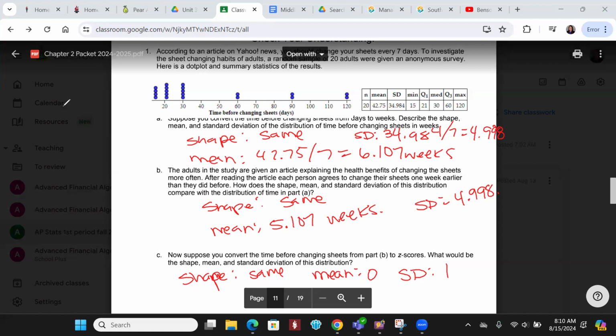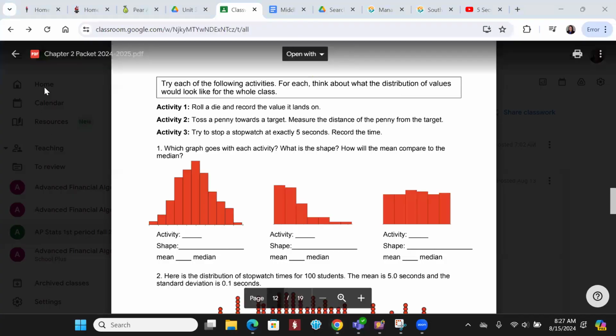Okay, so you said that first activity goes with this one. So it's a die. Okay. The first one goes with a stopwatch. Why? Because I don't think a lot of people would keep going too far left or too far past 5. It'll be a lot grouped within that middle of like 5. Okay. All right. What about this one? So the penny's going to go with this one.